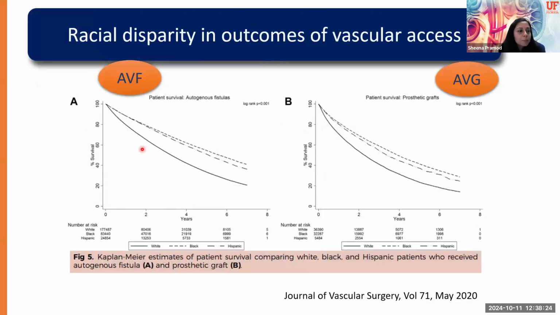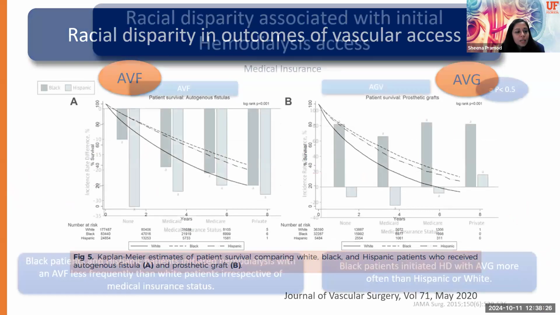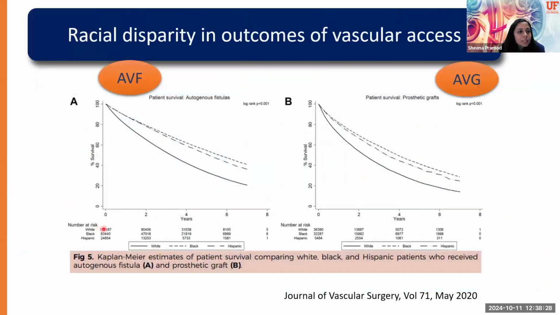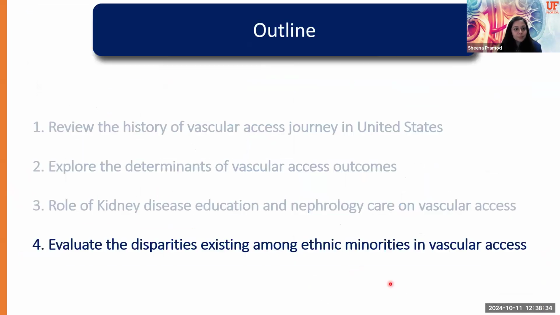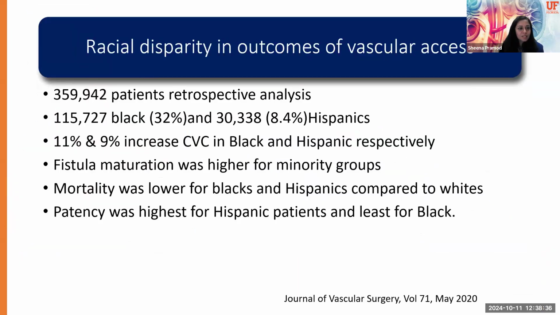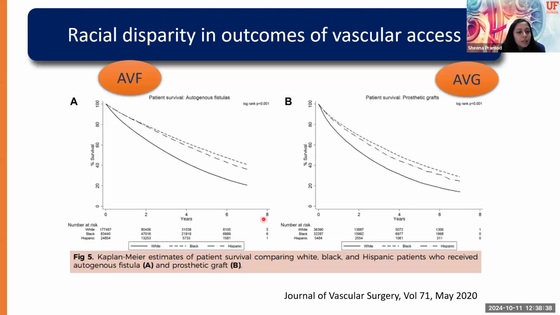But again, when you looked at patient survival with AV fistulas and AV grafts, the white population did worse compared to the African-American and Hispanic populations in both the AV fistula and graft groups in this cohort.